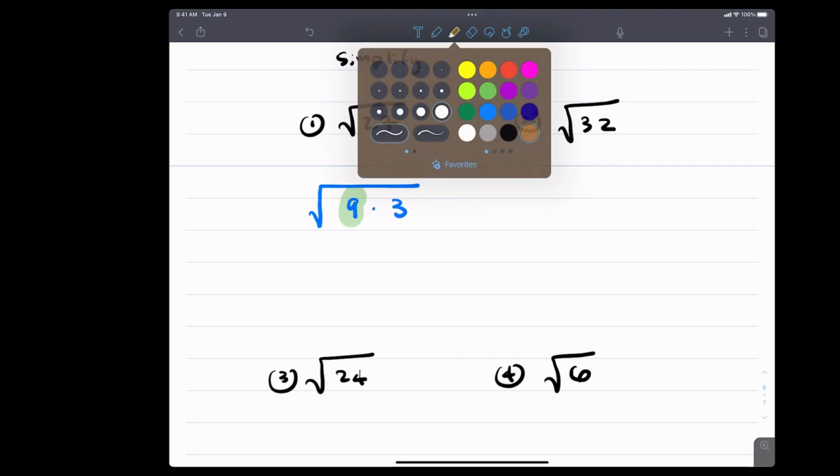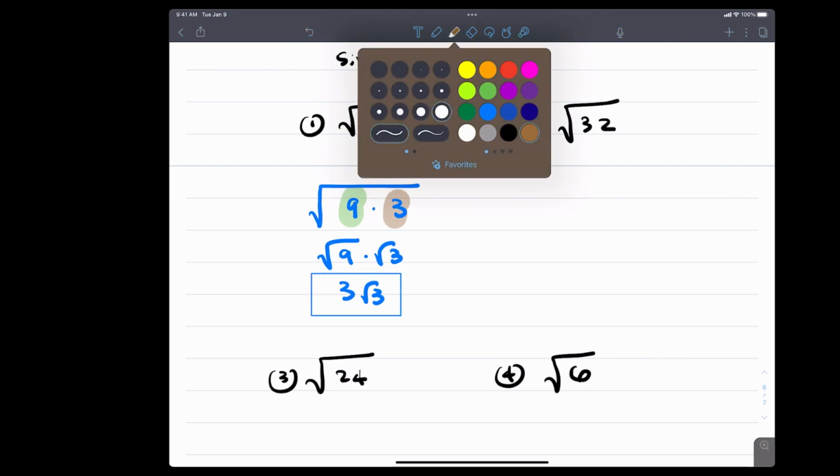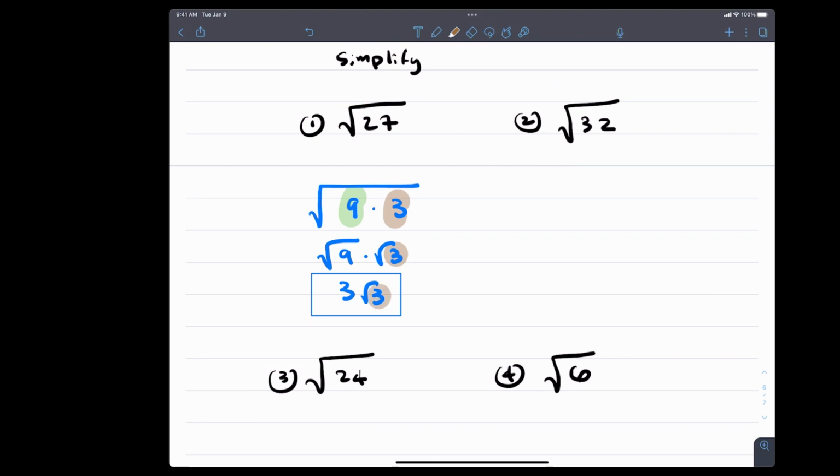It must be the largest perfect square. It can't be just any perfect square. Now the product rule says the square root of 9 times the square root of 3. And what's the square root of 9? This is 3 times the square root of 3, ladies and gentlemen. So here's your final answer. I just want to always remind you, the quotient will always be left under the radical. Good job. Let's see if you guys did the next one.